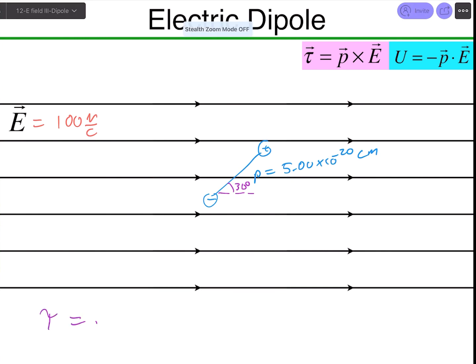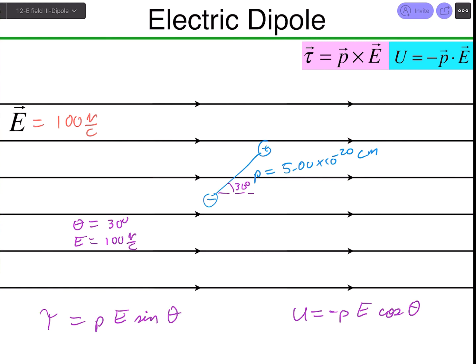So I can calculate the magnitude of the torque. The magnitude of the torque is going to be P times E times the sine of the angle between them. And the potential energy is going to be minus P times E times the cosine of the angle between them. And so you just need that theta is equal to 30 degrees. The electric field is 100 newtons per Coulomb, and P is equal to 5 times 10 to the minus 20 Coulomb meters. And so you can figure all that out from there. I just wanted to set it up for now.